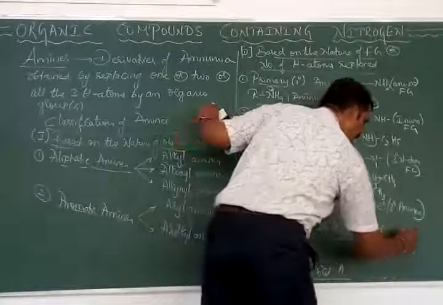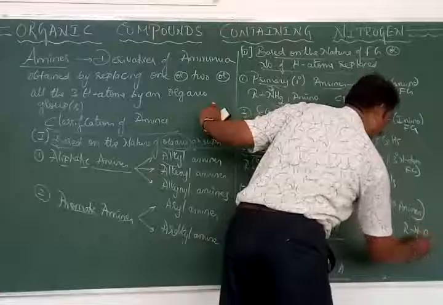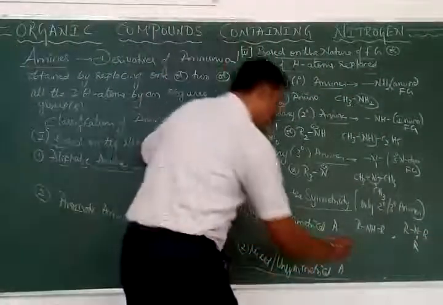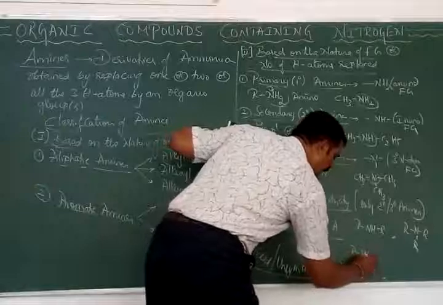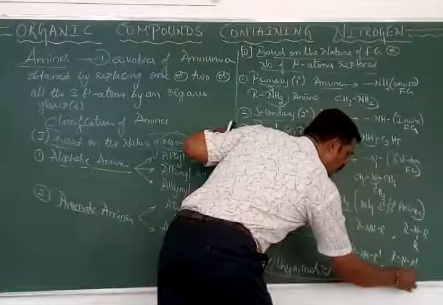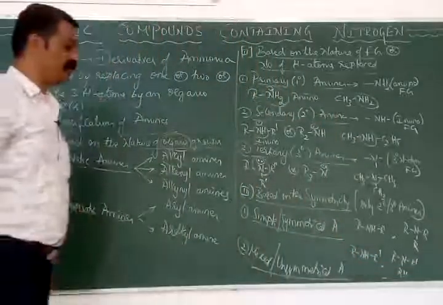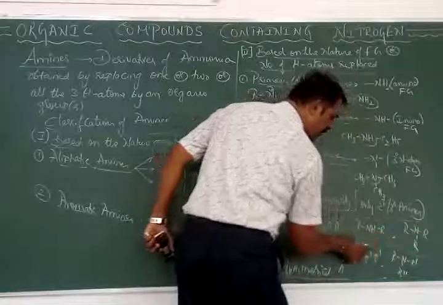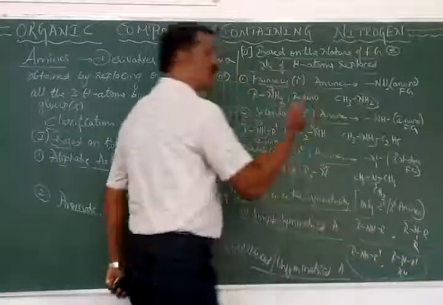RNHR, RNR. This is a simple amine. This is RNHR', RNR'R''. What makes the difference here? So this is a simple or symmetrical amine. This is an unsymmetrical or mixed amine.